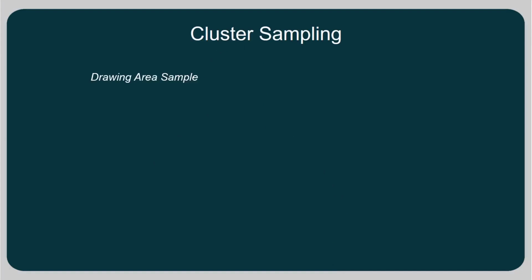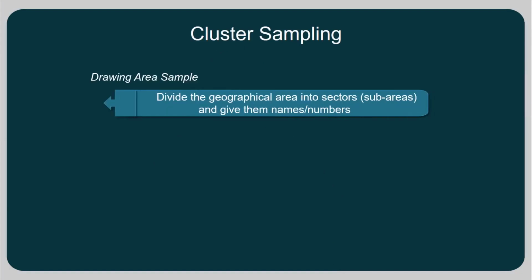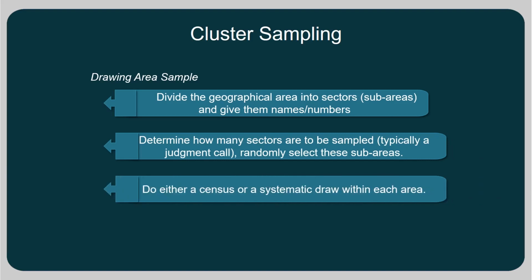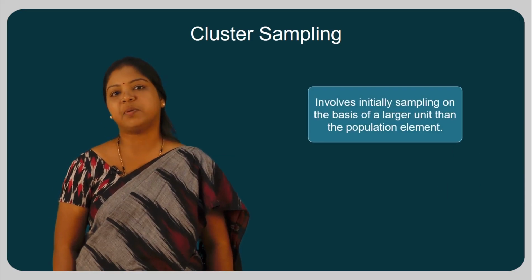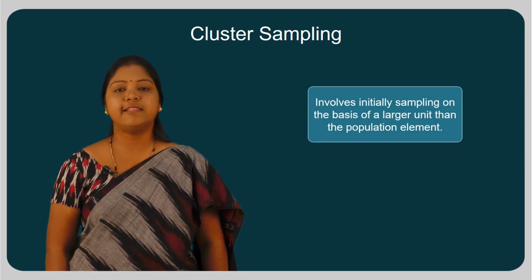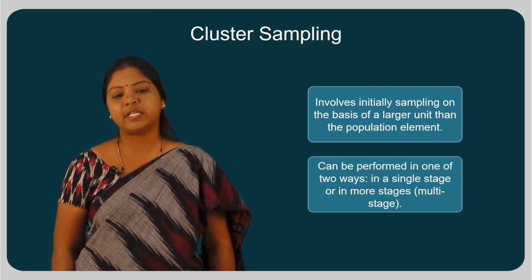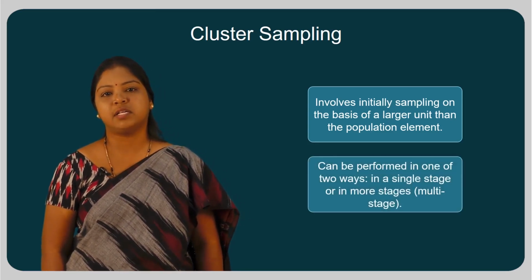How to draw an area sample? Divide the geographical area into subsectors and give them names or numbers. Determine how many sectors are to be sampled, typically a judgment call. Randomly select these sub-areas. Do either a census or a systematic draw within each area. Cluster sampling involves initially sampling on the basis of a larger unit than the population element. This can be performed in one of two ways, in a single stage or a multi-stage.